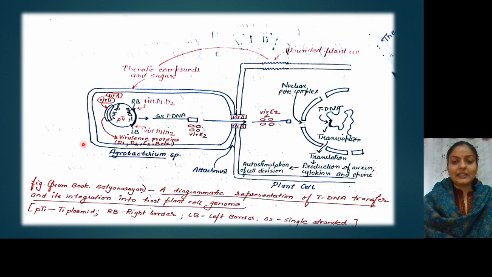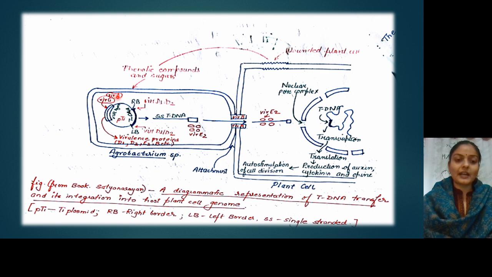So now let's see the signal transduction, how this T-DNA is transferred from the bacterium cell to the plant cell. So this is the wounded site, and from the wounded site some phenolic compounds and sugars are released, which act as a signal and which activate the VIR region. Here it first activates the VIR-A protein. This in turn phosphorylates VIR-G, and VIR-G protein is formed.